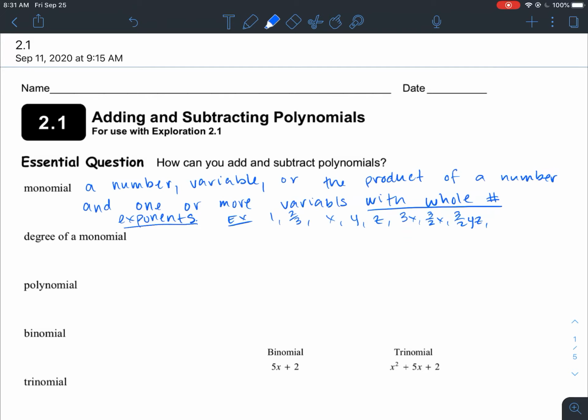And monomial just means one. Mono is the language for one. So it just means one term.